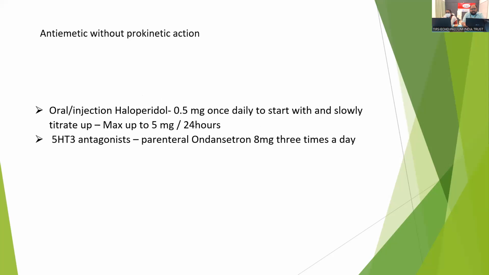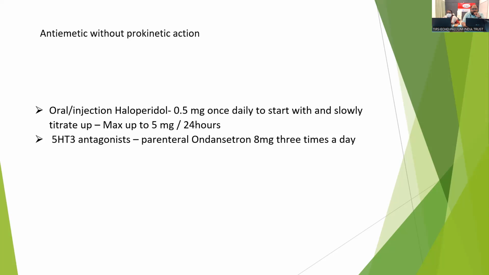Antiemetics without prokinetic action, when there is a colicky pain or the patient is very severe, we can go for haloperidol. Haloperidol can also help with the process sedation. So sometimes the patient may ask for some sleep, and haloperidol would be helpful. It is usually used as a second line antiemetic. So you can go for a lower dose rather than the dose that you give for delirium or as an antipsychotic. 0.5 or 0.75 milligram once daily to start with, and slowly you can titrate up maximally to 5 milligram.